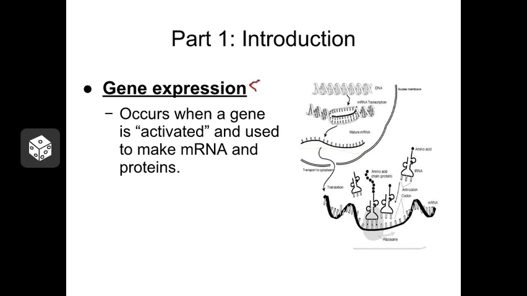The process of using the information in a gene to make one of these products is called gene expression, and this process has to be carefully controlled. Gene expression involves both transcription and translation, which we discussed in the last chapter.